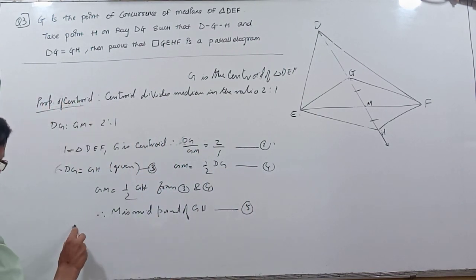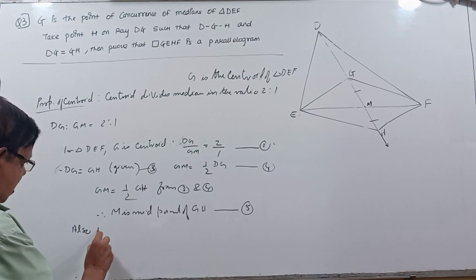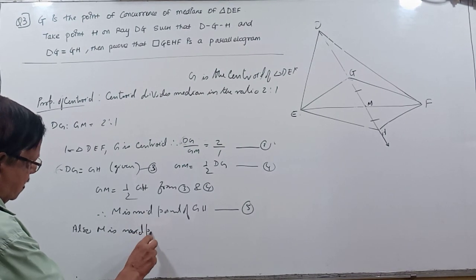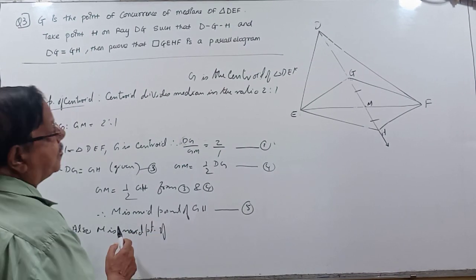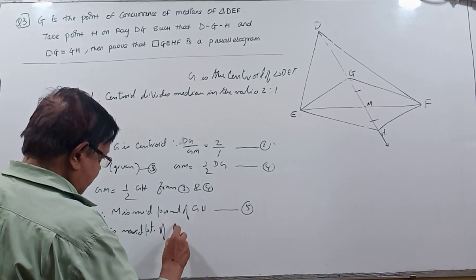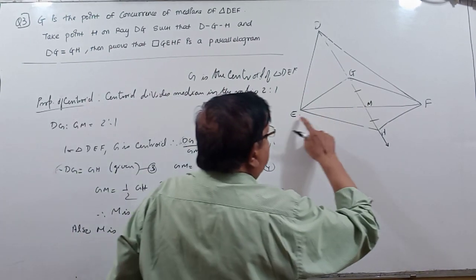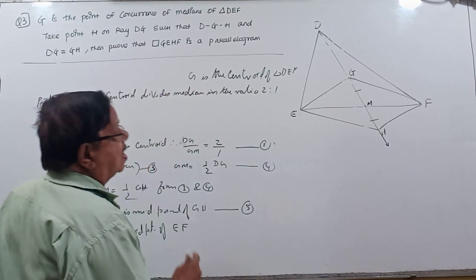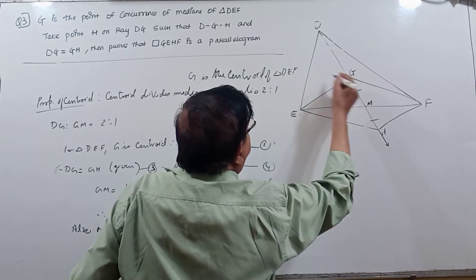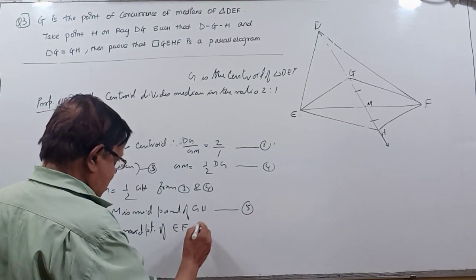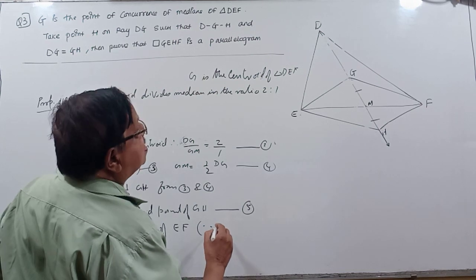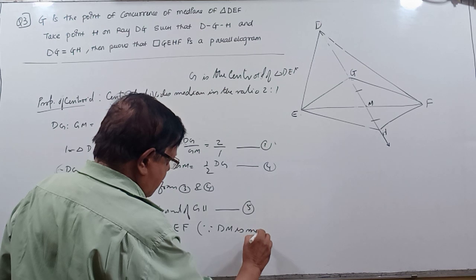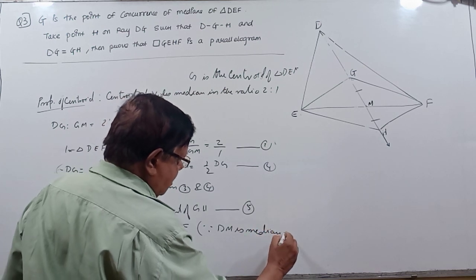Now, also, M is the midpoint of EF. What is the reason why M is the midpoint of EF? Because DM is the median. Reason: DM is the median. This is 6.